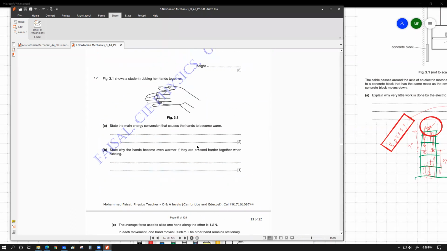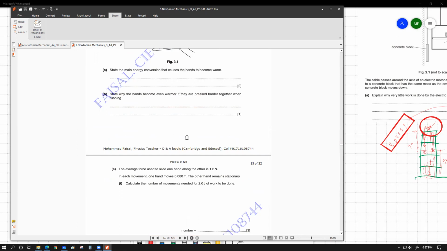Let me just read through because I don't need this part. I'm going to need this part. Figure 3.1 shows the student rubbing her hands together. She states the main energy conversion that causes the hands to become warm. State why the hands become even warmer if they are pressed harder together when they are rubbing. You can simply write two words. Increased friction. That's it. I'm going to write two words and I'll score one mark anyway.